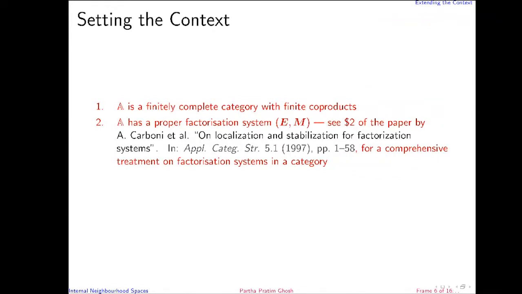Now we need a proper factorization system. If we have a proper factorization system, the finite coproducts part tells us a little more. It tells us that the E class is not very small, it at least contains the extremal epimorphisms and is contained inside the epimorphisms. So it gives us a bound of E. That is where we want our E not to be very, very trivial, and that is why we need this finite coproducts part.